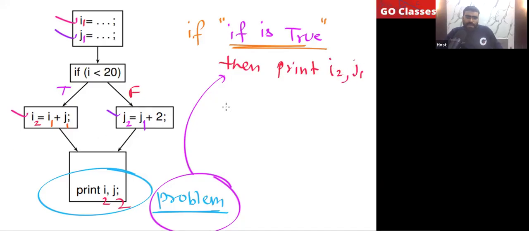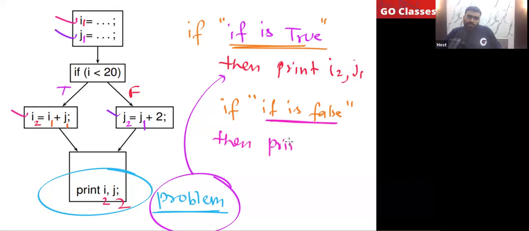Agree with me? And if it is false, then tell me what should I print? If I go by this direction, then I should print I1 J2.